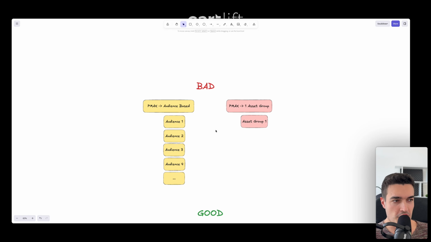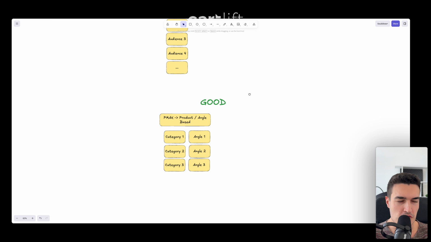Then we have the second option, and that is what I've also just showed you. One PMax campaign, one asset group, that's called asset group 1, the prime example, and you have all the products in this one thing, and it's completely mixed, and there is no separation, there is no relevance and nothing. And then we have the good way to go about it.